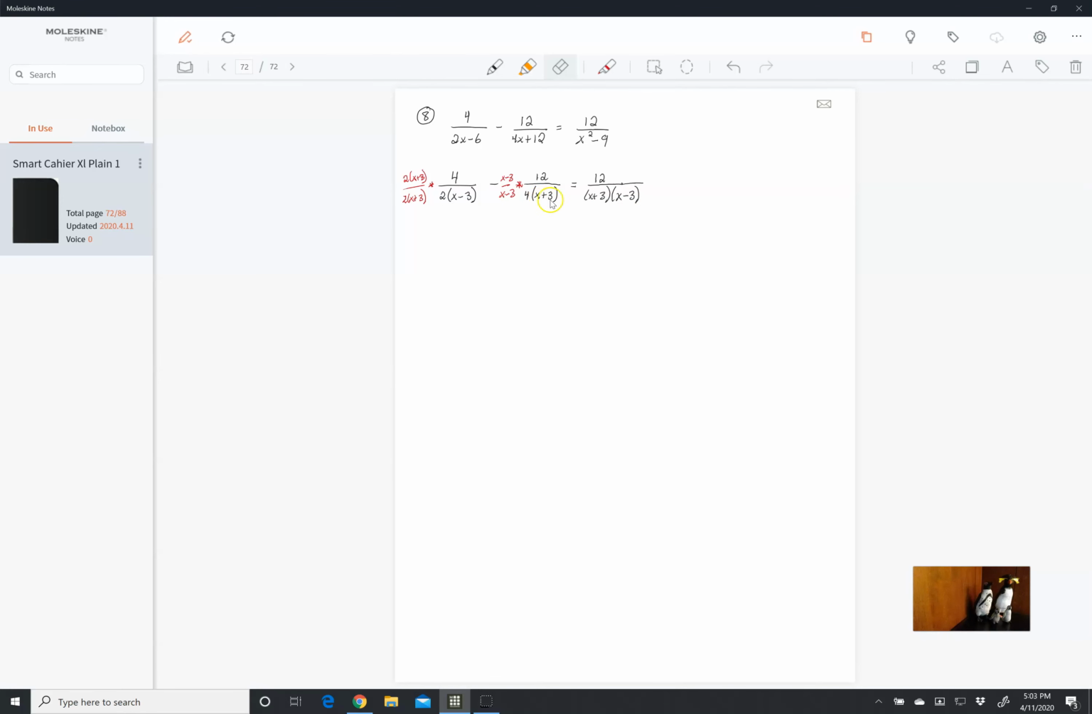Okay. Now for the last denominator, well, this has an x minus 3, this one has an x minus 3, this one has an x plus 3, this one has an x plus 3, and then we only have to multiply by 4 because, again, the 4 will include this 2, so we don't have to worry about that. So we can multiply by 4 over 4.